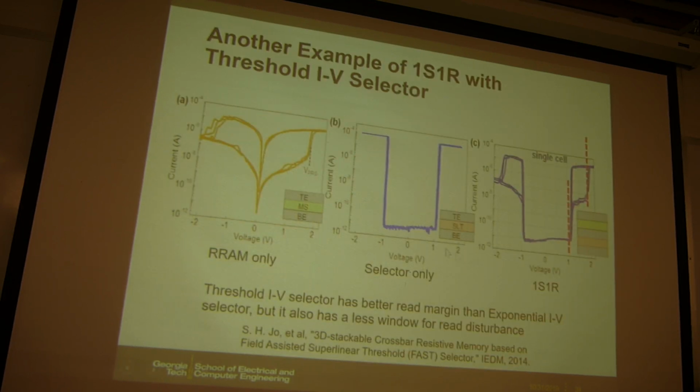And here we have some ideal selector, which I don't know the exact mechanism. This company didn't disclose the material. This is very ideal, because this is the log scale, and this is your threshold voltage. Below the threshold voltage, the current is almost 0, in the picoamp range. After that, it's hundreds of microamps. So the on-off ratio of this is like 7, 8 orders. If you combine 1S1R, you will get this kind of behavior.